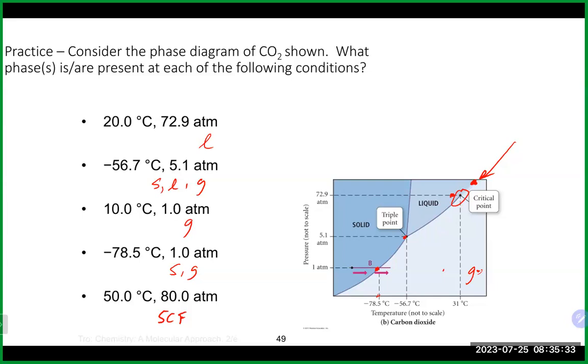Again, like I mentioned, if you have a question like, what is the normal boiling point or melting point, usually you'd want to find 1 atmosphere, go across and see where it crosses those lines. And then you could come down to the temperatures to see what that would be. Any questions on phase diagrams? Okay.